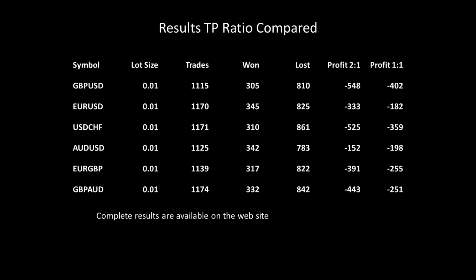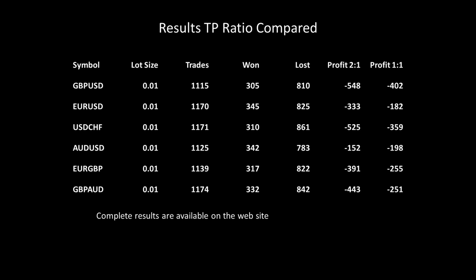So these win-loss ratios showing on this chart are from the 2-to-1. What I've got is the profit 2-to-1 here in this column and the profit 1-to-1 in the right-hand column. And you can see that with a profit ratio of 1-to-1, the losses are lower than they were with a profit ratio of 2-to-1. So it actually makes the strategy worse to increase the take profit stop loss ratio.